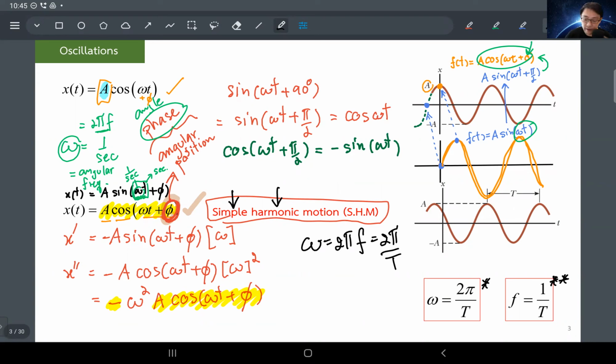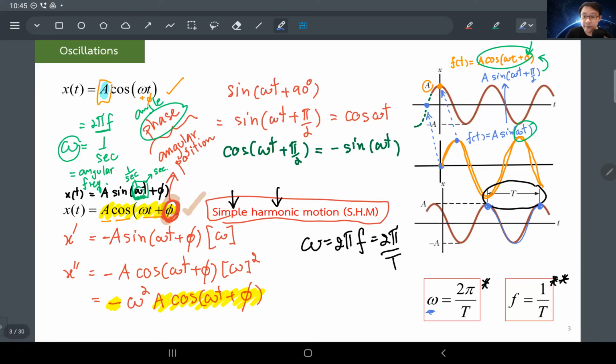So the period of oscillation is the time that it takes to complete one full round. Wherever you start, you go and then come back to complete one cycle. The time that it takes is called one period. You take that period, divide it into 2 pi, and you get the omega.